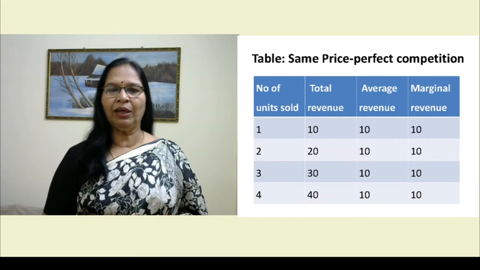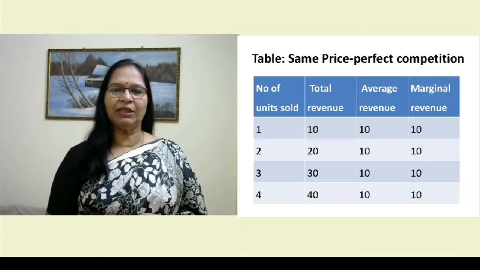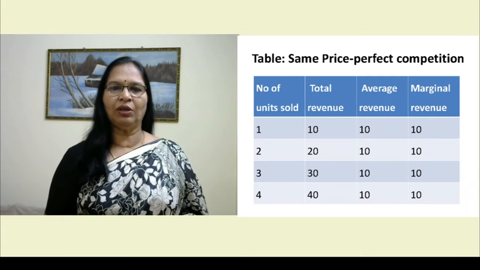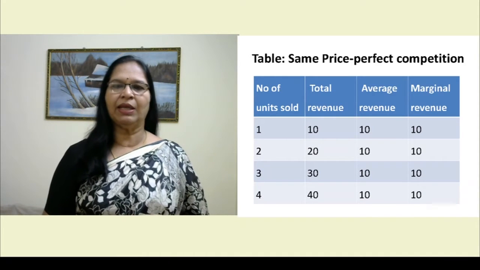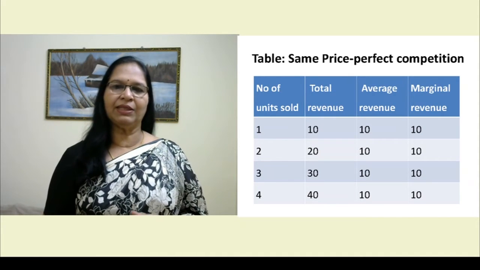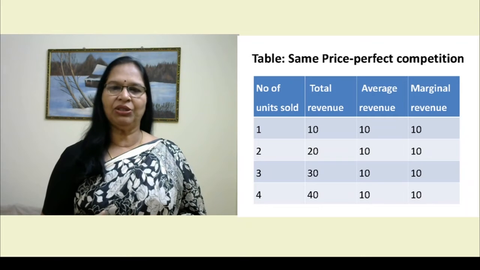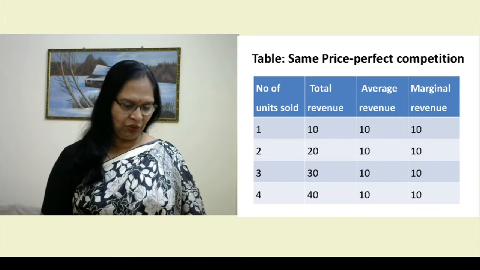So here we are now seeing total revenue, which is the multiplication of the total units sold by the price. Average revenue is the price itself, which is 10 each, and marginal revenue is the addition made to the total revenue.